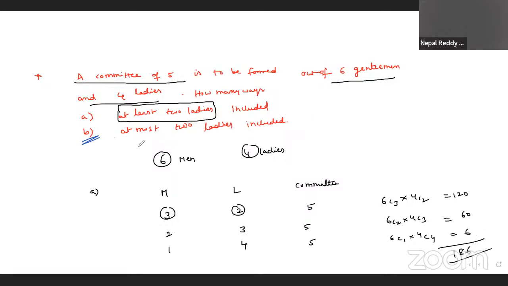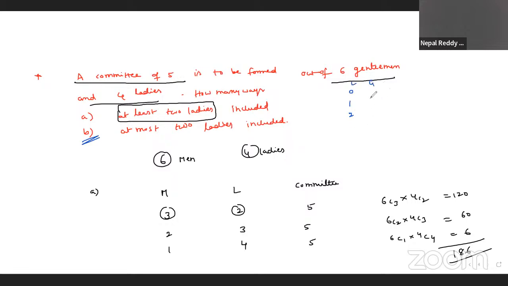The question is, ladies must be at most 2. Ladies may be 1, 2, or 0. At most 2 ladies: no ladies, 1 lady, maximum 2 ladies. Next, this is about ladies.